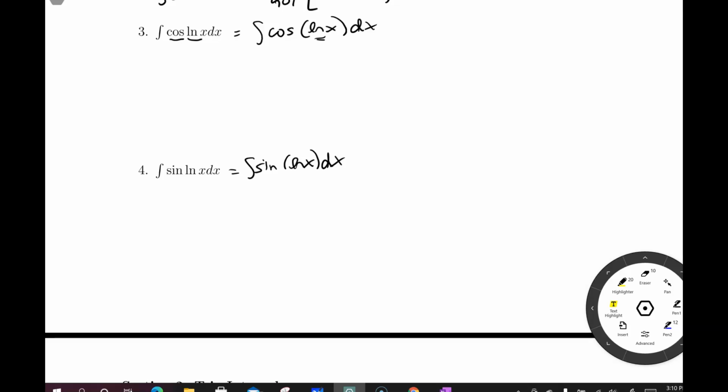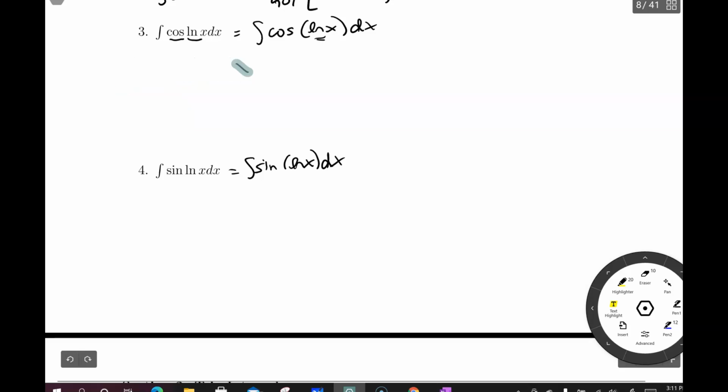I've seen many people just start off by saying, oh, this must be cosine of x times ln of x dx, and then do a bunch of work and get 0 out of 10, because that's not what it says. It's not cosine of x. So don't do that. Don't stick an x in and change the problem.